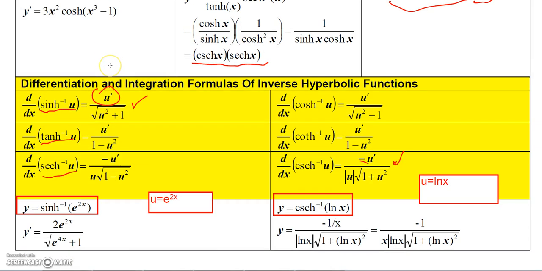In the next video, I'm actually going to show you a way that you can take the derivative of a function that's raised to another function. So we'll see that in the next video.